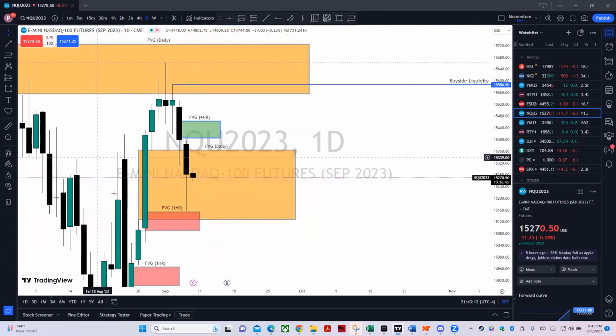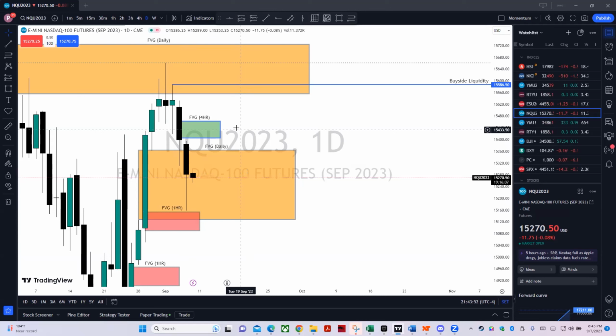Oh, that's interesting. We almost went down to the 1 hour fair value gap and closed the daily fair value gap. Here's the interesting part. We now have a fair value gap on the daily chart right above, I guess, still a fair value gap on the daily chart. It's very interesting to see a scenario like this, because then it begs the question, okay, well, which one's going to get run first?